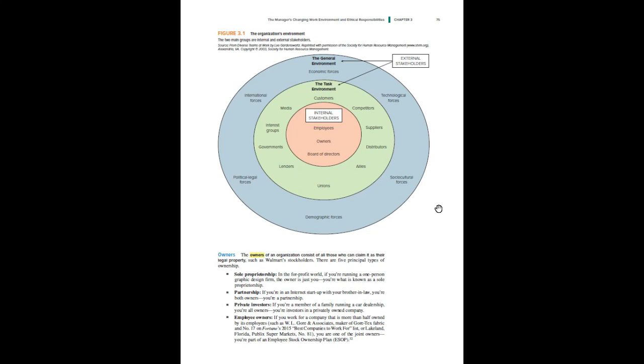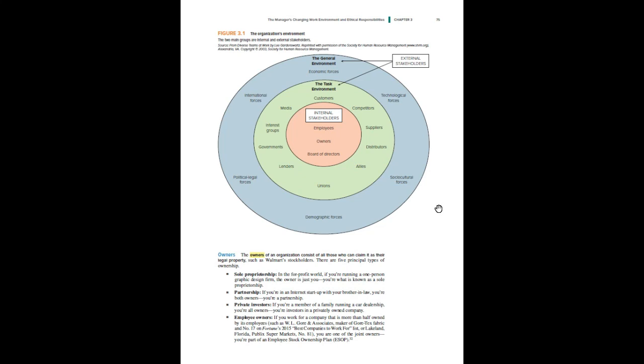Now, the question comes in: what is the community of stakeholders outside the organization? You need to clarify this: the external environment of stakeholders consists of the task environment and the general environment. You can see in the diagram that we have the general environment and the task environment. The task environment consists of 11 groups that present the manager with daily tasks to deal with.